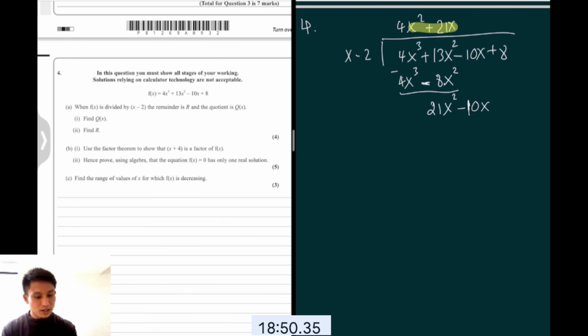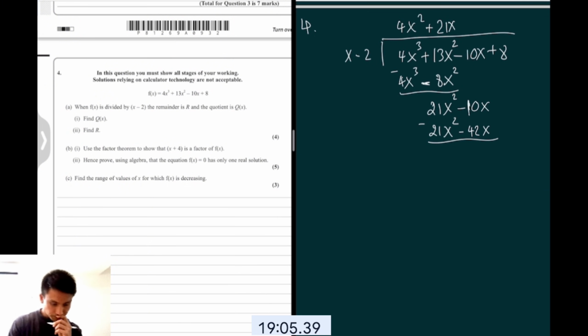And the sense should be, they have descending order of the power of x, right? And then, of course, again, the first one should cancel. And then the second one, 21 times minus 2 is minus 42x. Yeah, subtract. Minus 10 minus minus 42. So that's minus 10 plus 42. So that is 32. Yep. And then bring down the last one.